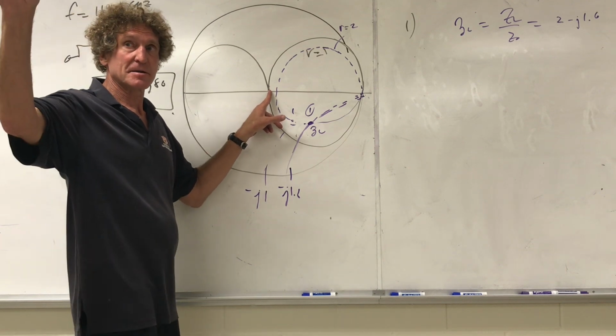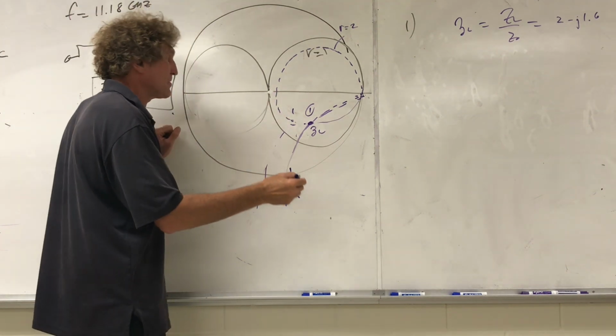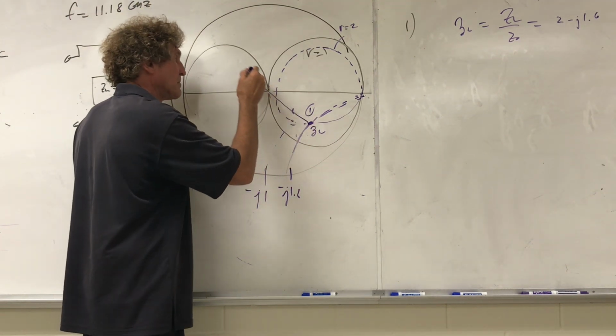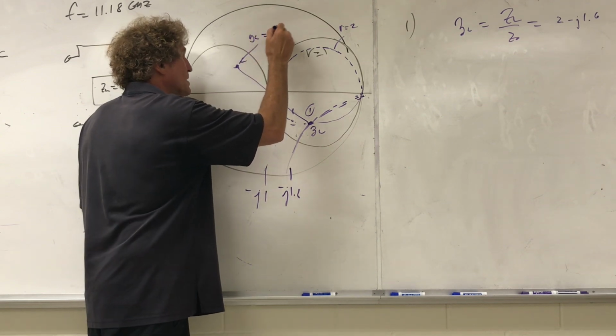Did you have a question back there or no? No? Everybody with me on this? So what do you have to do? You go to the admittance domain. Admittance domain is going to be over here, and this is YL, which is 1 over ZL.